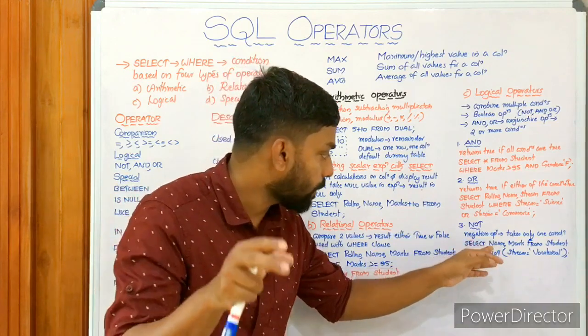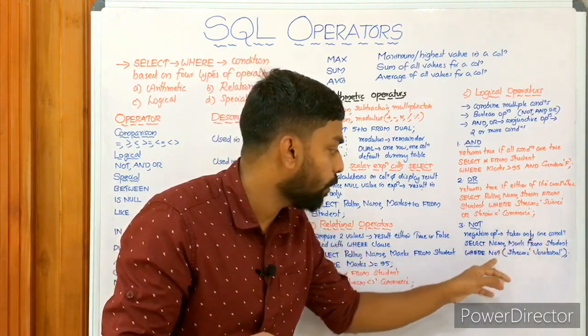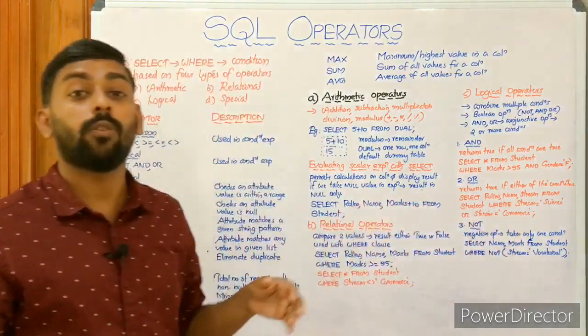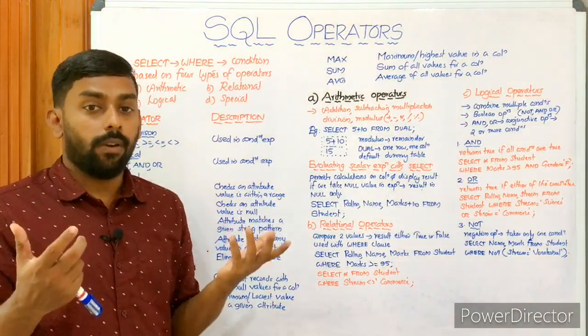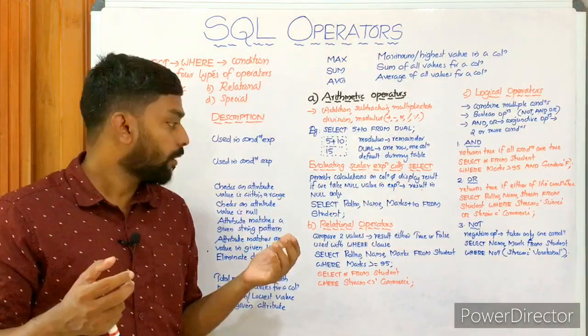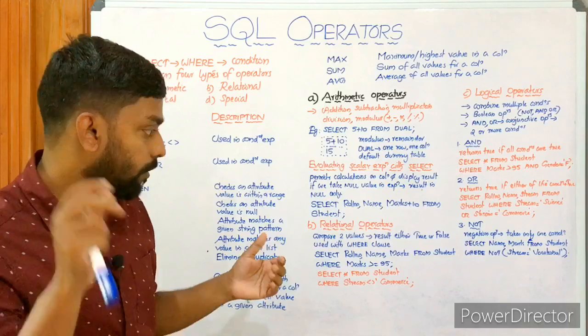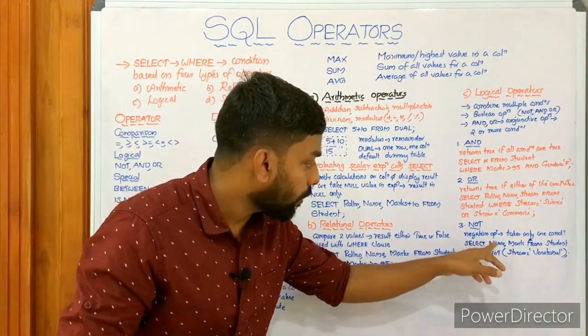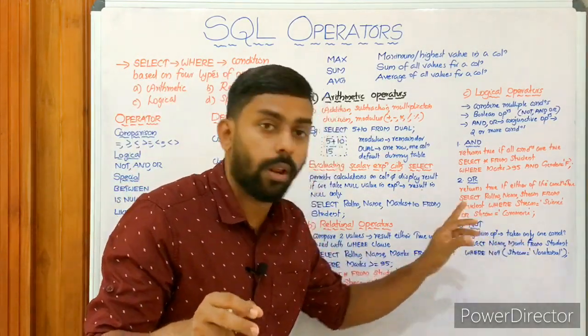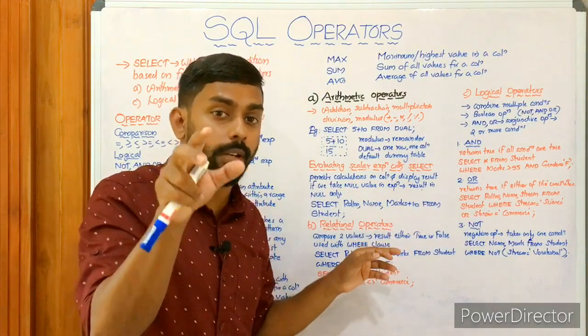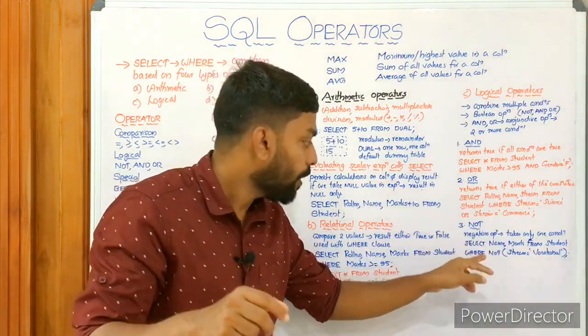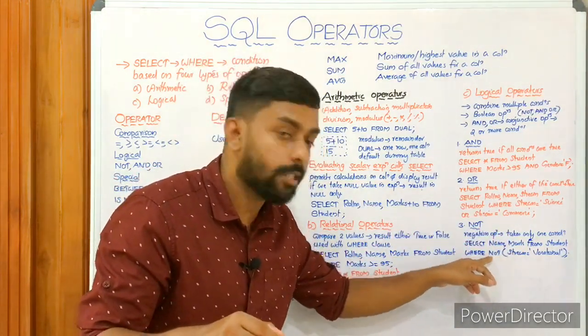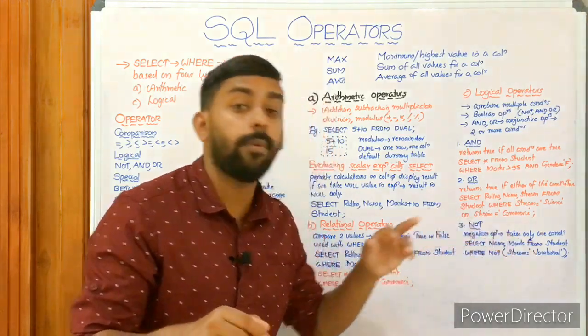We have an example here. Select name, marks from student where not stream equal to vocational. It selects name and marks from student. We'll have only two columns in the resultant table, name and marks. Here is the operator NOT: where not stream equal to vocational.